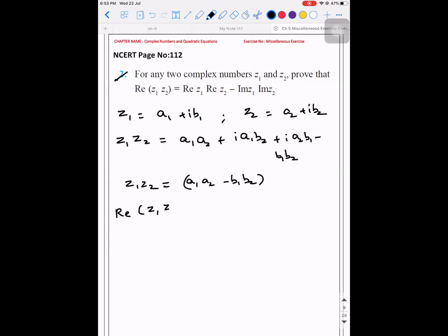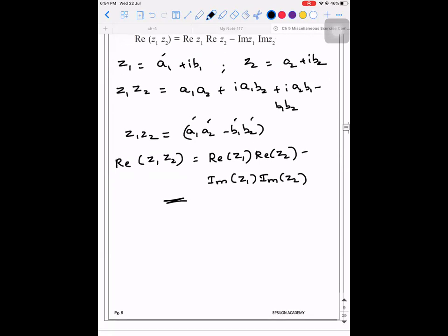So if I ask you what is the real part of Z1 Z2, it is what? So what is A1 with respect to Z1? It is the real part of Z1. A2 with respect to Z2 is the real part of Z2. Minus is there. What is B1 with respect to Z1? Imaginary part of Z1. B2 with respect to Z2 is the imaginary part of Z2. That's the answer. Is that clear? If you're done with this, we'll go to the next problem.